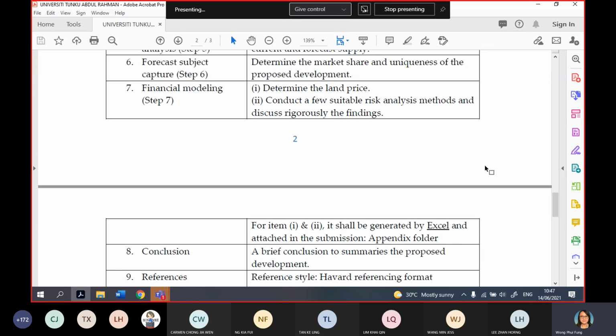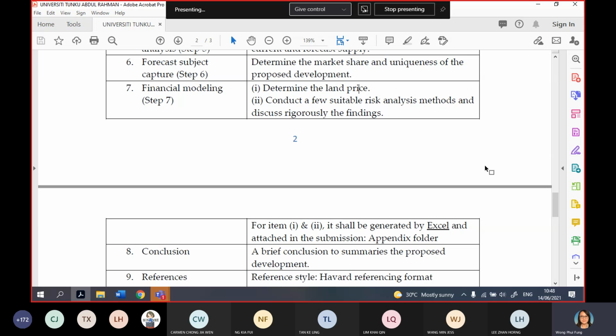You can summarize some of the key figures. You can tabulate in a table: land cost is what? How much? GDV, how much? Selling price, how much? Funding cost, how much? Then you can discuss to let your client know, based on the appraisal generated, what the land cost is and what the selling price is. You still need to discuss, but don't cut and paste the Excel into the report. You have to reproduce a table to summarize the figures and do some discussion. That will be a good report.